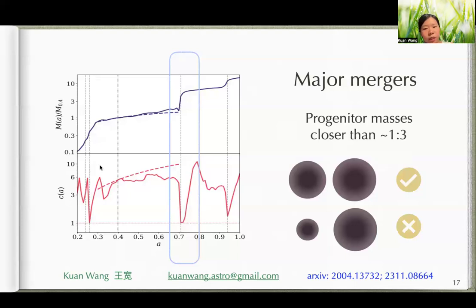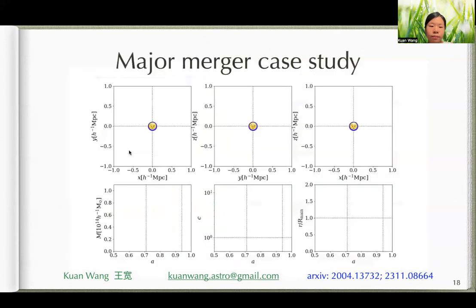Major mergers are mergers that happen between halos with similar masses. One common choice of the mass ratio threshold is 1 to 3. When halos with similar masses merge, the entire halo is impacted. Now let's take a closer look at the major merger highlighted by the blue box.